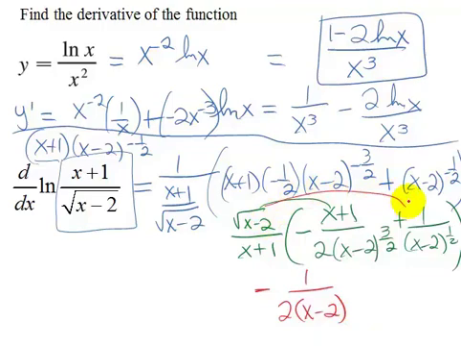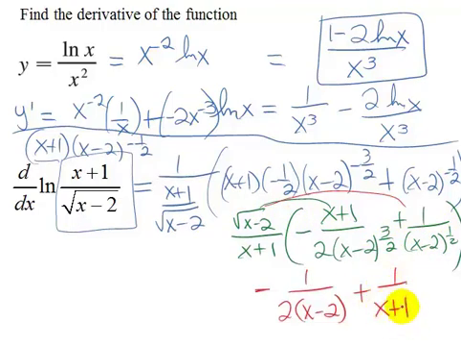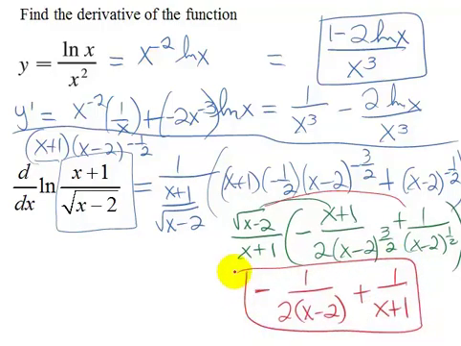And then multiplying this to this next term, I see that this square root of x minus 2 is going to cancel with the 1 in the denominator, and so that's just going to leave us 1 over x plus 1. So there's our derivative. That looks a lot better.